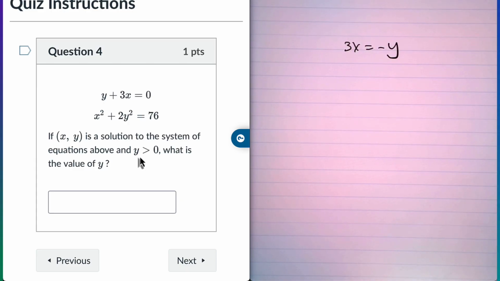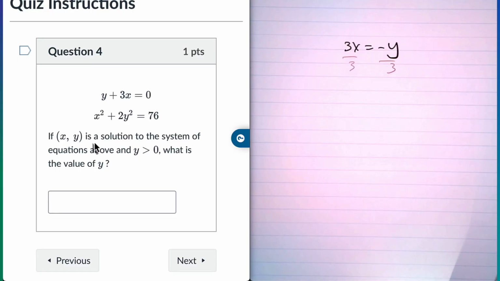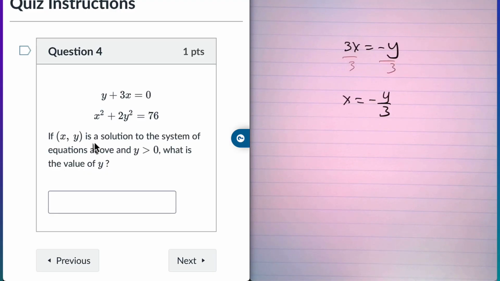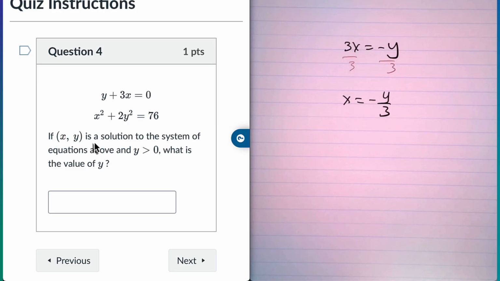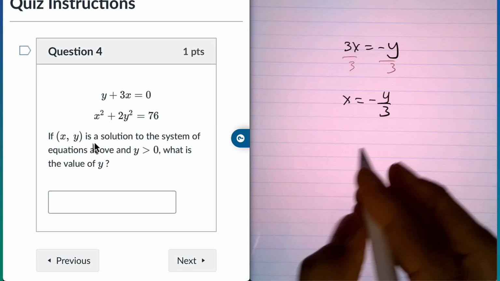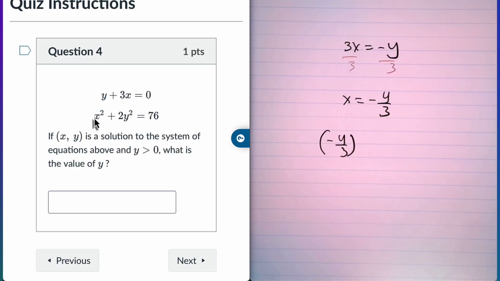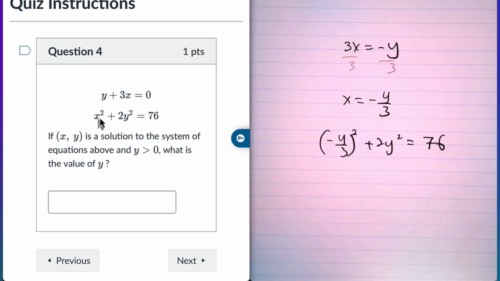We'll want to write this in terms of y so we can plug it into the second equation and we don't have to look for another variable at that point. So I'm going to divide both sides by 3 and that results in x equals negative y over 3. This is what we're going to plug into the second equation, which I believe is called an ellipse. So negative y over 3 gets plugged in for x, but you have to square that, plus 2y squared is equal to 76.